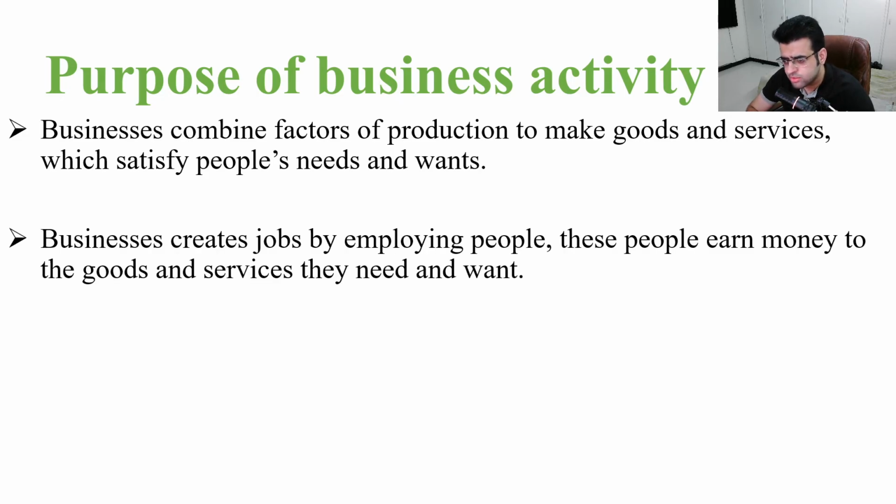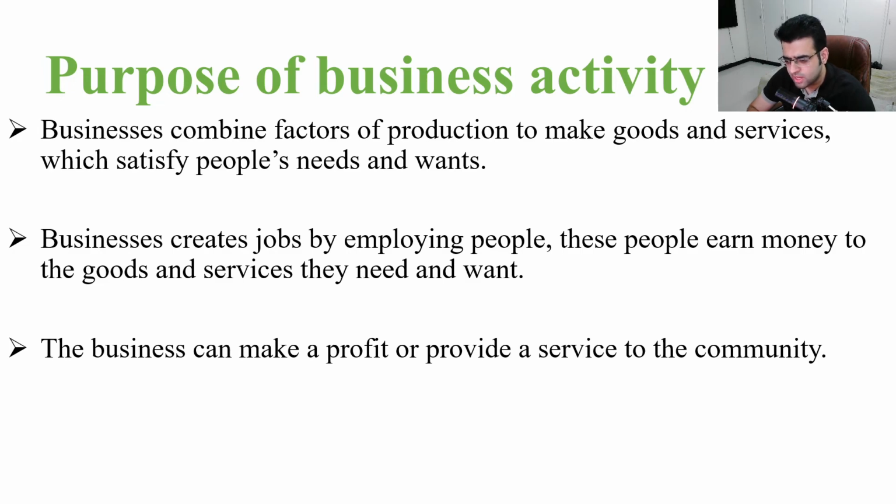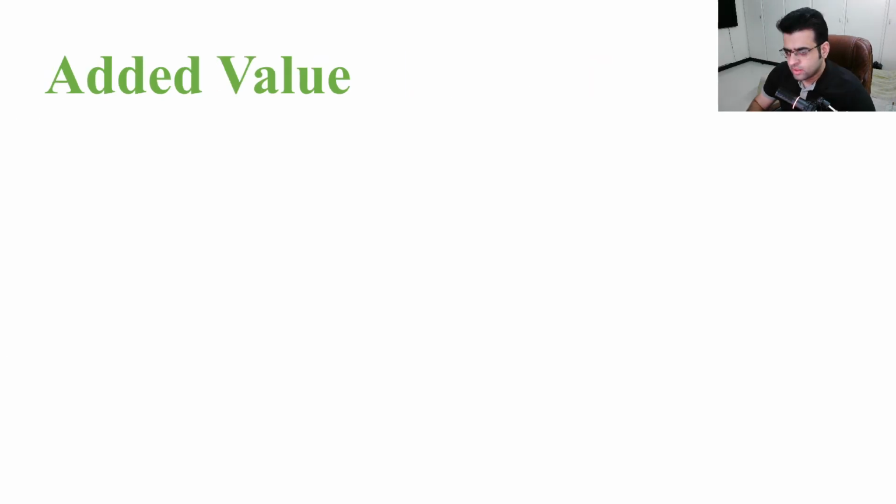Businesses are creating jobs. They are employing people as labor to work for them and produce goods and services. These people earn money and they are able to use this money to buy goods and services from other businesses or from the same business. In return for doing all this, the business can make a profit, which is the main goal or aim of all private businesses, except a few. And the business could also provide service to the community, which could be the aim of many government businesses or NGOs.